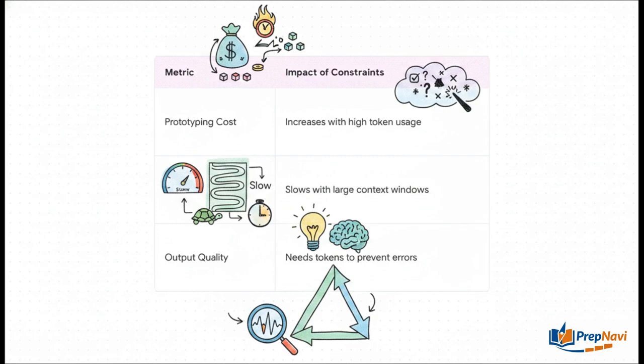But here's the catch. Look at output quality. To get highly accurate outputs without those hallucinations, you usually need to provide a lot of background information, which means, you guessed it, spending more tokens. So pushing for maximum quality inevitably increases both your cost and your latency. And that is exactly why the workflow monitoring we talked about in Objective 5.3 is so absolutely crucial.